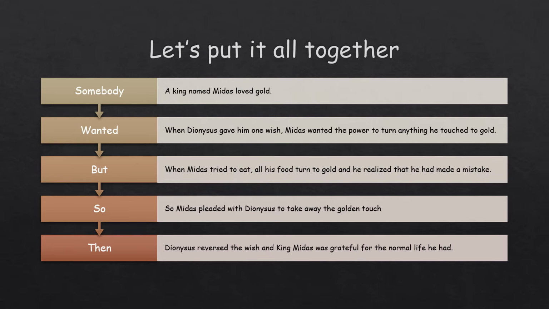Now for our summary, you can see that Midas made a problem for himself when he wished for the golden touch. He wanted all the gold, but then he realized it was a bad idea when his food turned to solid gold. So, how does he try to solve his problem? Well, that's easy. He admits his mistake and begs Dionysus to take away the magic. Luckily for Midas, the god Dionysus listens and agrees. And we can now end our summary by explaining what happens. Then, Dionysus reversed the wish, and King Midas was grateful for the normal life he had.